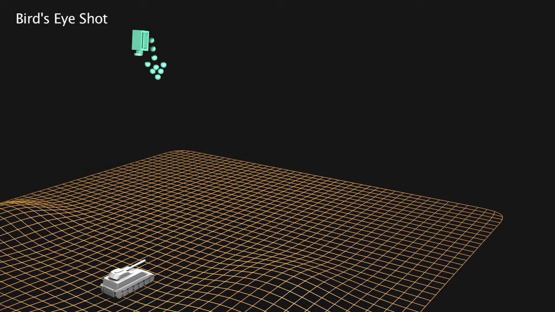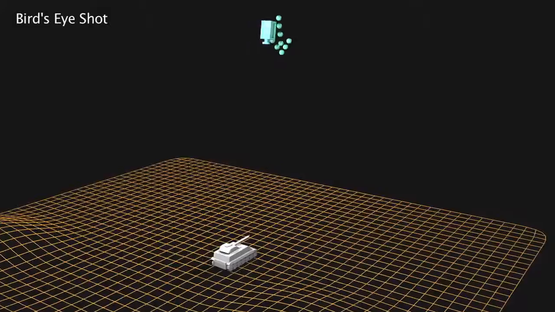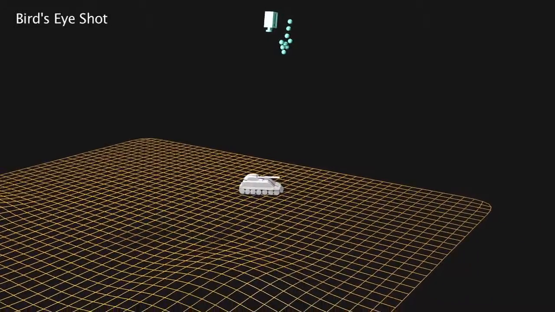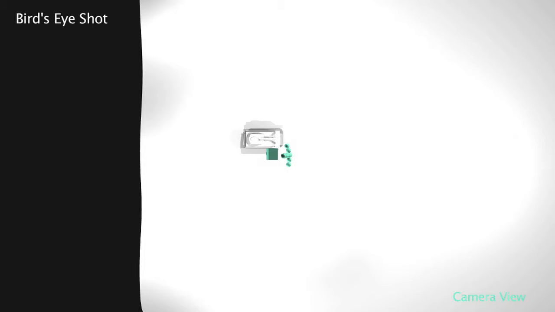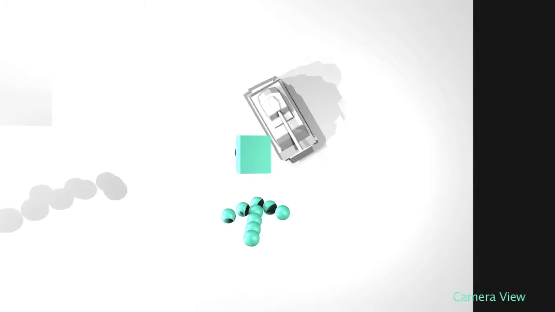The next shot we will look at is the bird's eye shot. This is where the camera views an entire scene from an elevated view above. In our example, the camera is looking down on the tank. As it moves around within the scene, the camera remains fixed at all times looking down on it, as if it was the view of a bird flying high above the ground, hence the term bird's eye view.